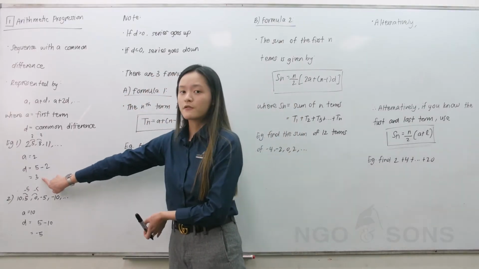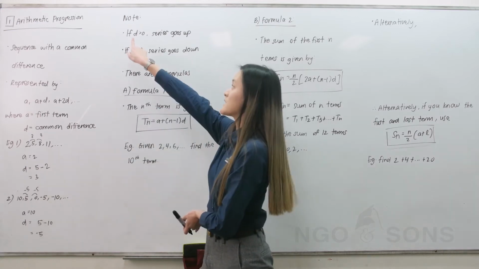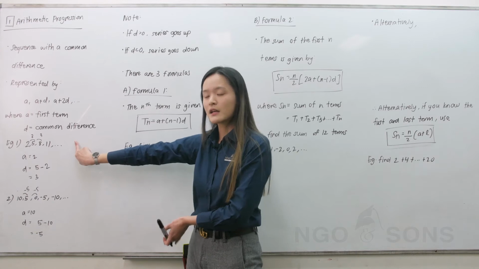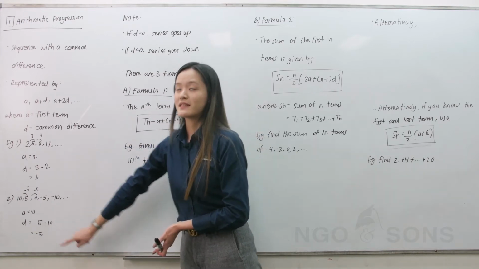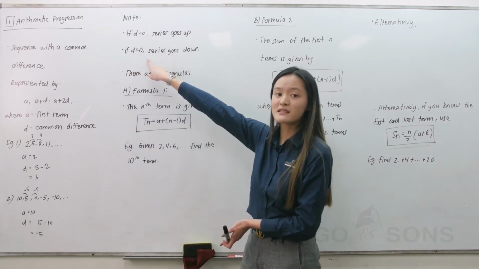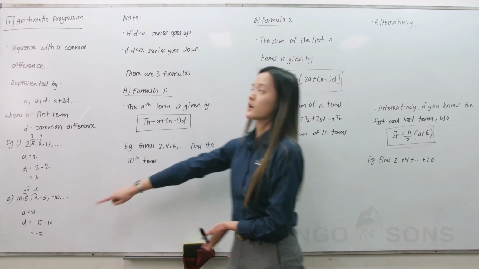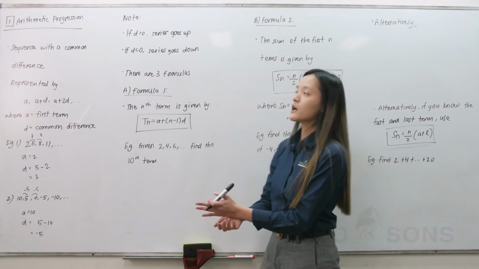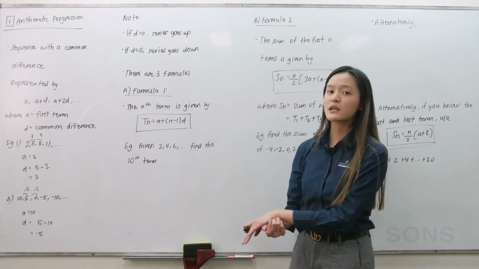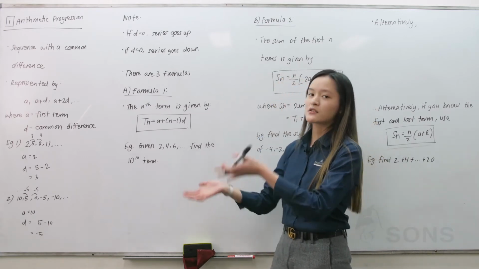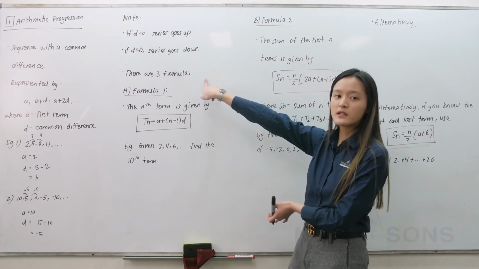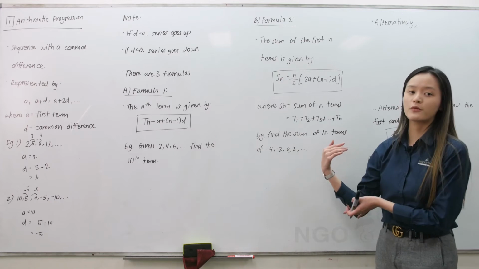If your common difference is positive, that means if D is greater than 0, your sequence is going to be increasing. If your common difference is negative, meaning if D is less than 0, your sequence is going to be decreasing. Okay, now what I'm going to do with arithmetic progression is teach you all the formulas associated with it. So really there are 3 formulas, but today I'm only going to go through 2.